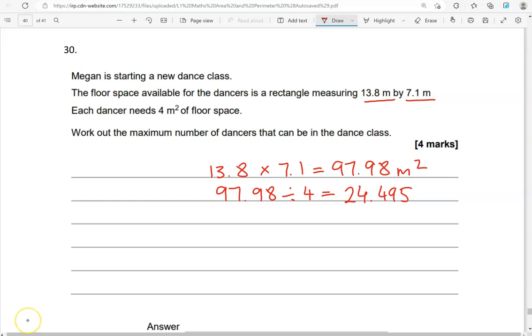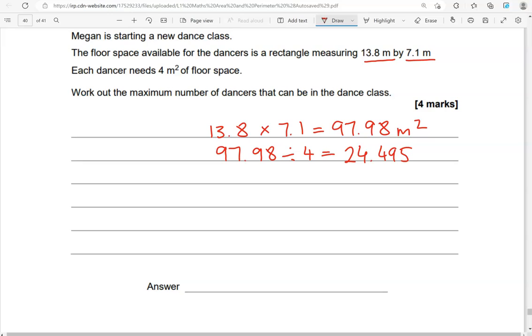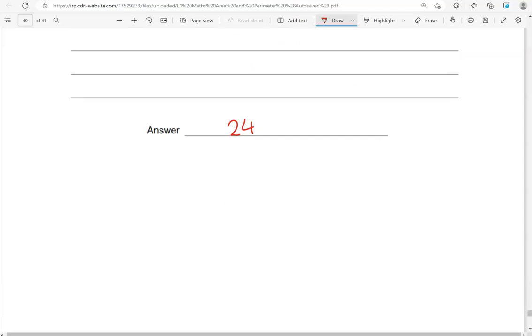Now, of course, you can't have part of a dancer, so we're going to say 24 dancers. We can't say 25 because there isn't enough space, but we can say 24, even if there is a bit of extra space.